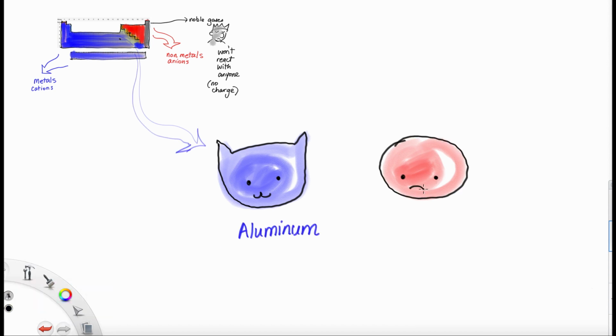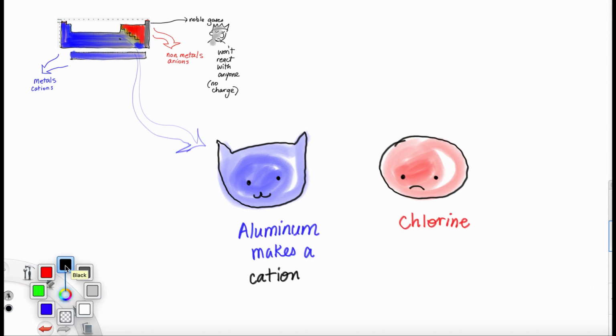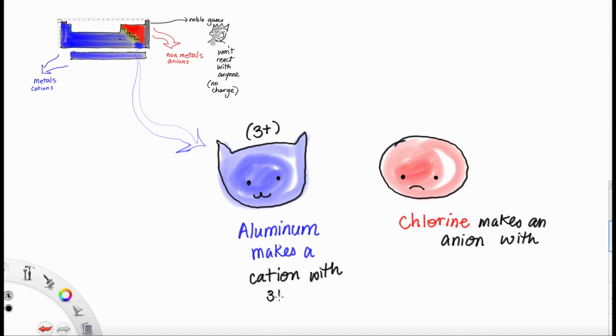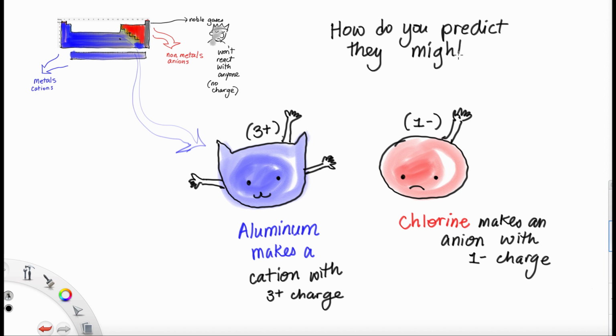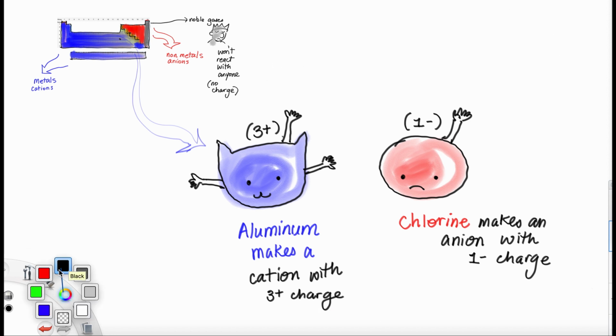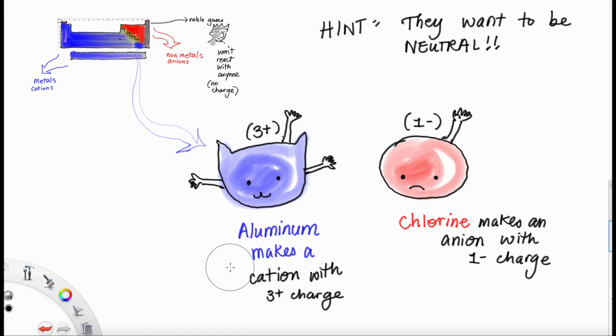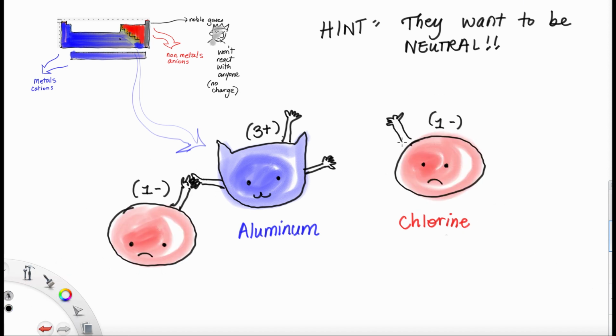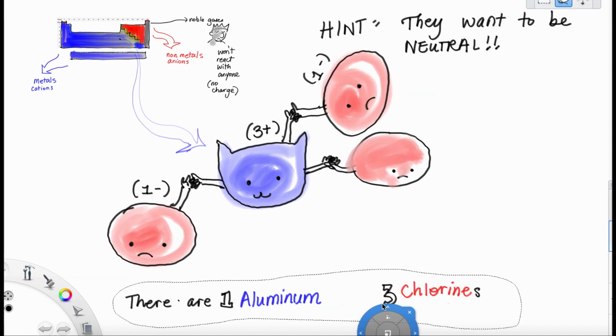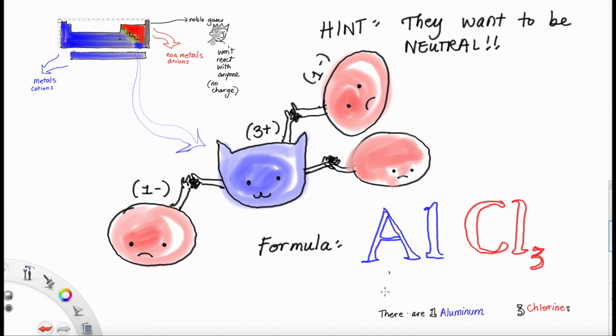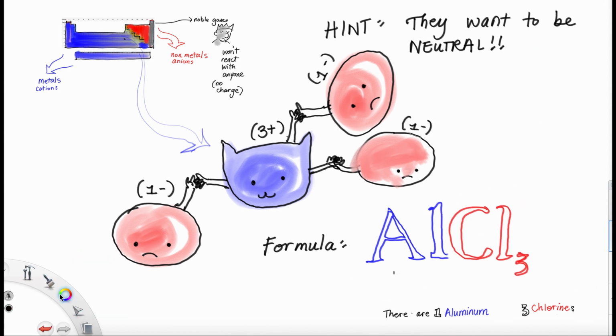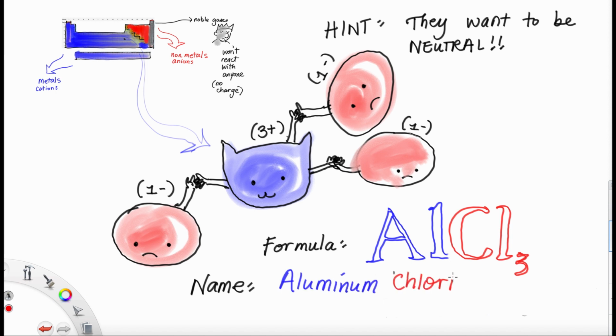Another example is aluminum and chlorine. Aluminum makes a cation with a 3+ charge, and chlorine makes an anion with a 1 negative charge. How do you think they'll combine? Hint, they want to be neutral. They want to have 0 charge, and in order for that to happen, you would need 3 chlorines and 1 aluminum. And so your formula would be AlCl3, aluminum chloride.